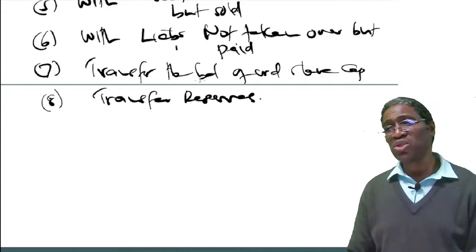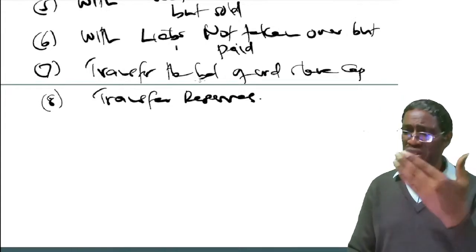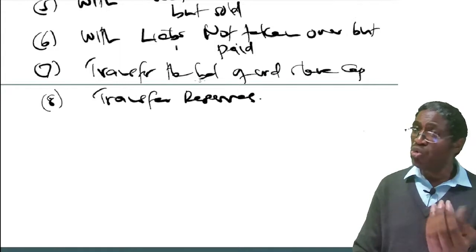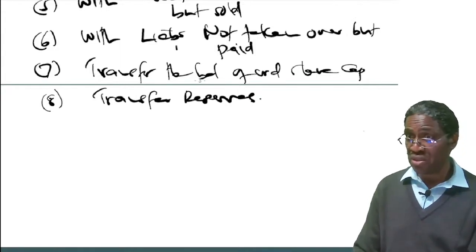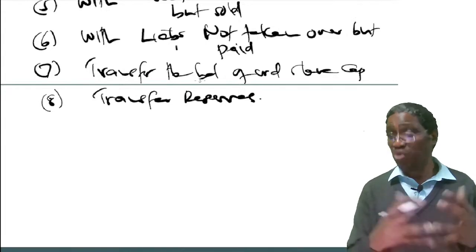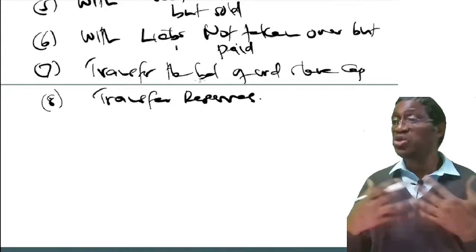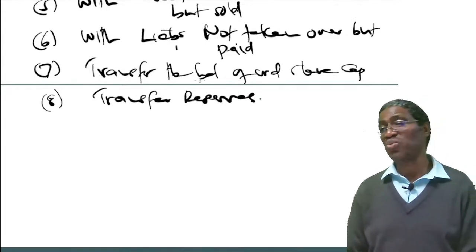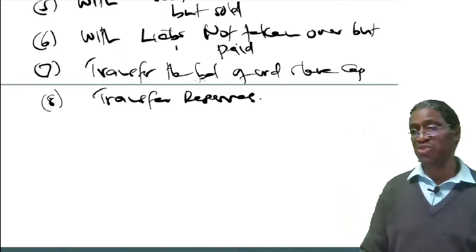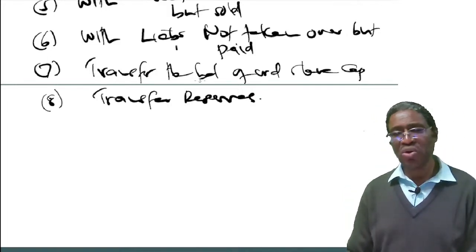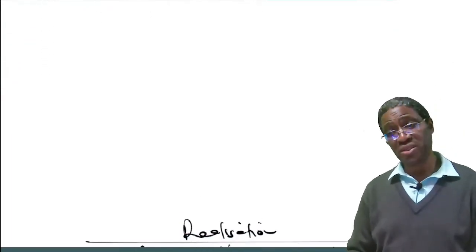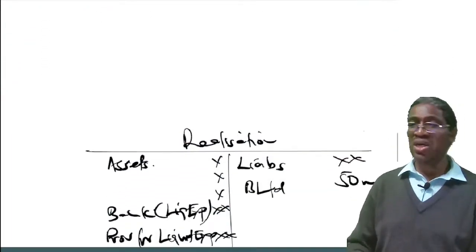Positive reserve includes things like share premium, general reserve, revaluation reserve. A negative reserve could be retained losses, because don't forget, retained losses is still a reserve. And of course, retained losses will always be there, because that's the reason we are reconstructing this company. It has been making losses. So our step number 8 says transfer reserves to the members, ordinary shareholders members account.